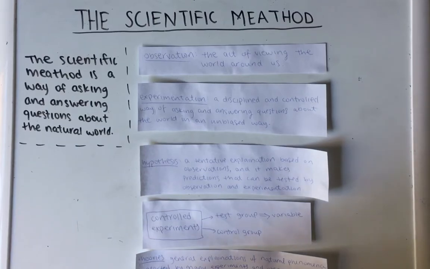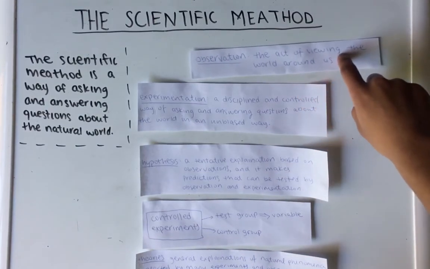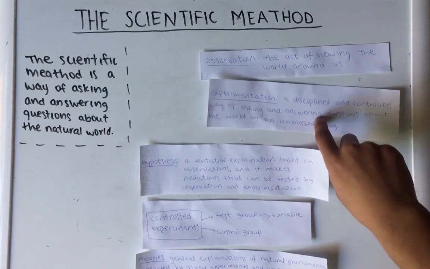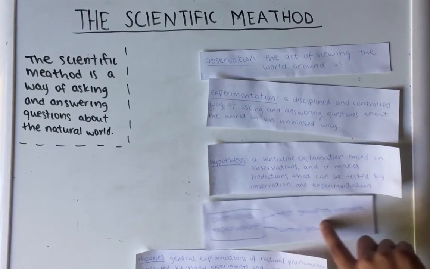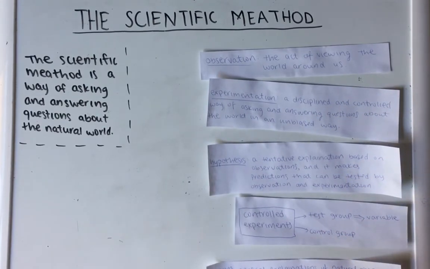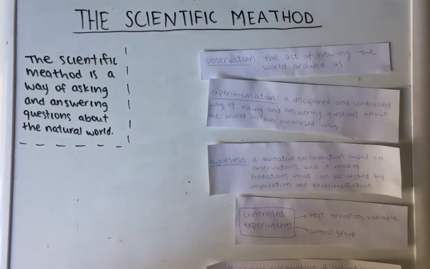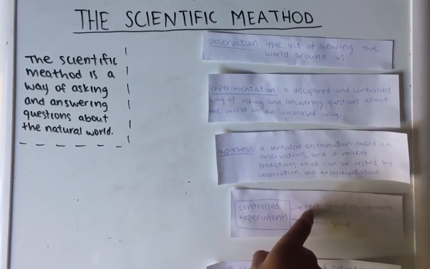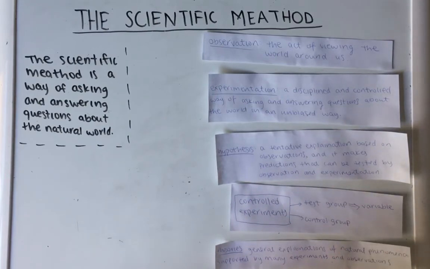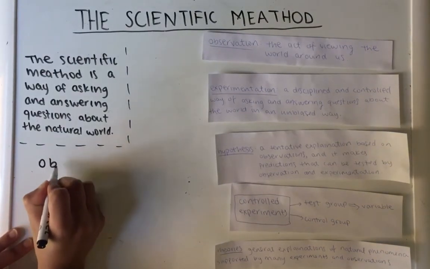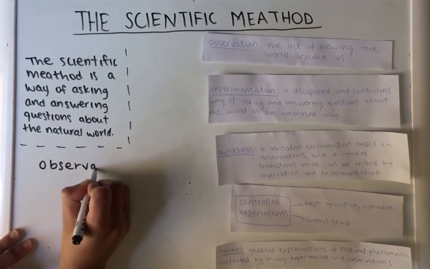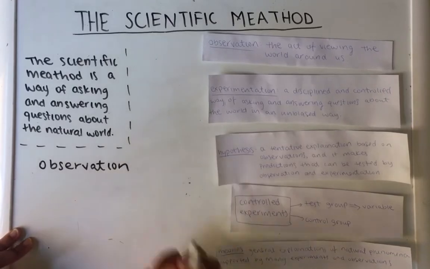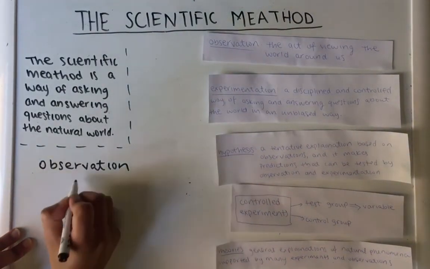And to show all of this, we can draw a diagram to represent what this really means. This is going to be the basic and general way to approach the scientific method. So it starts with observations, which would then lead to a hypothesis.